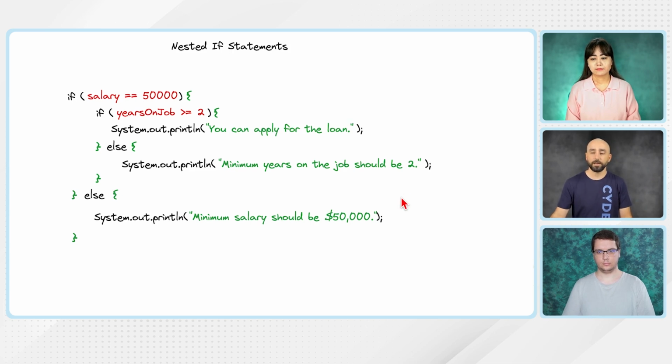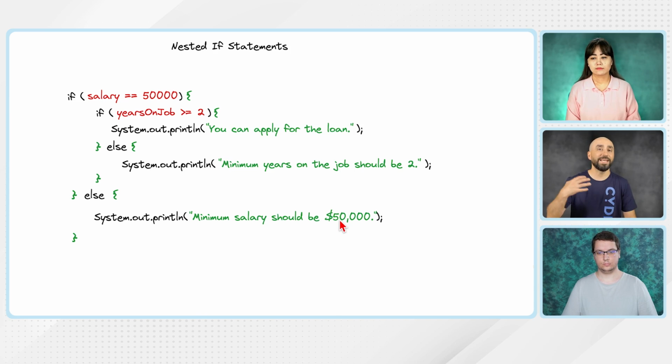As you guys see right now on the screen, I have one condition here, which is if salary is equal to 50,000. How was an if statement working? If the condition is true, do something. And if the condition is not true, do the else portion. Here, we know if the salary is not equal to 50,000, it is going to go to the else statement and it will say minimum salary should be 50,000.